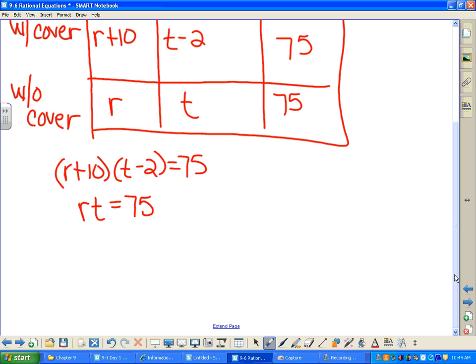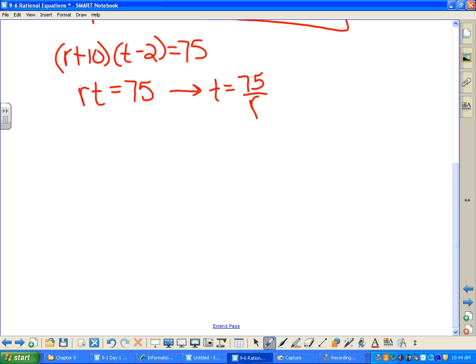Sarah? Okay, you could make it r, but if you make it r, when you plug it into the first one, you're going to have all t's. And you're trying to ultimately solve for r. So probably we should solve this one for t. So make this one t equals 75 divided by r. Because if you plug that into your first equation, you're going to end up with r plus 10 times 75 over r minus 2 is equal to 75.